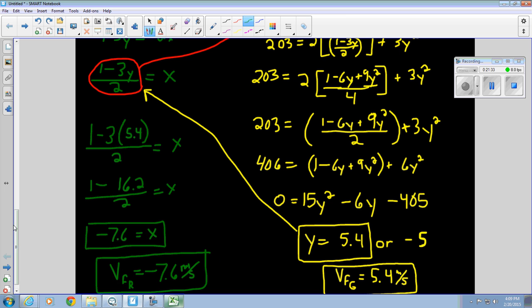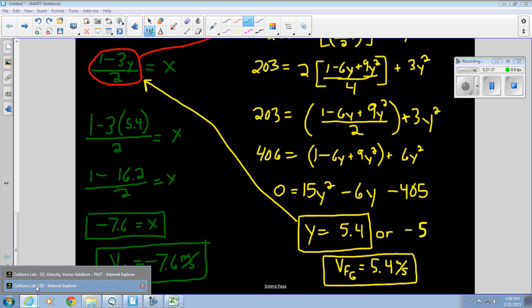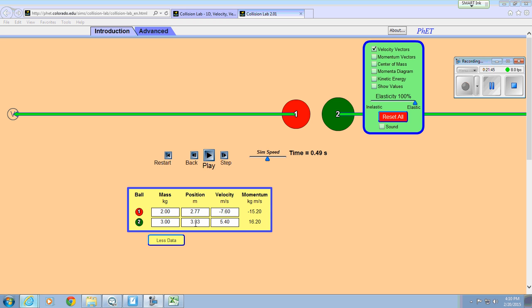And just for the heck of it, let's go back to our simulator and see if we're right. And we're back to the simulator, and we can see the velocity of the red ball, negative 7.6, velocity of the green ball, 5.4.